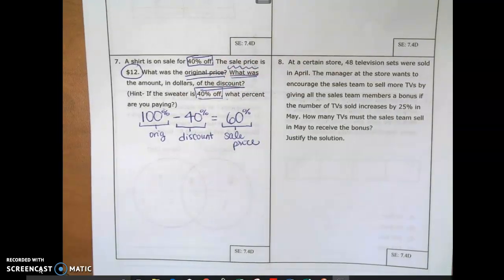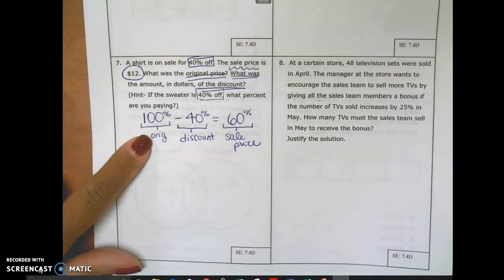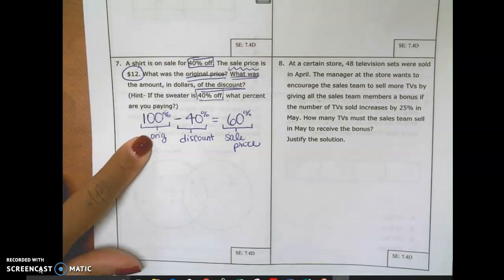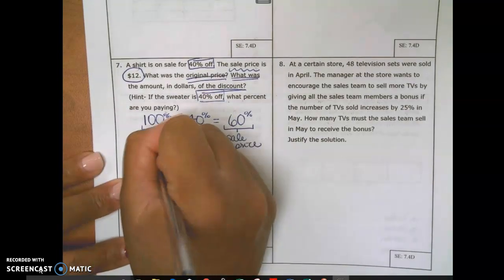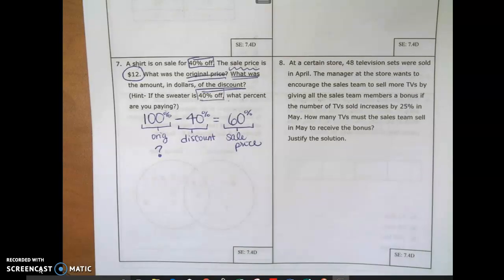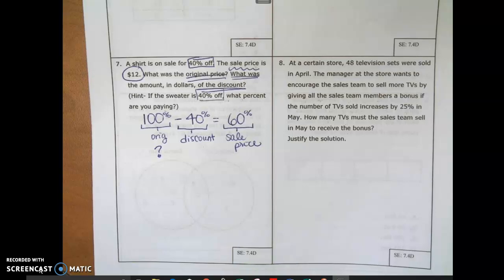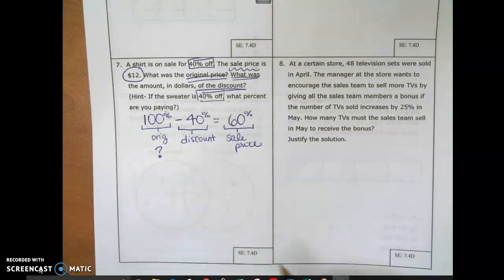Now, I have all of those things. Which ones do I not know? Do I know what the original price is? Yes. Really? What is it? Oh, no, I don't know it. So this is a big old question mark. Do I know what the discount is? Yes. Really? What is it? No. No, the discount is the percent, but in dollars and cents.